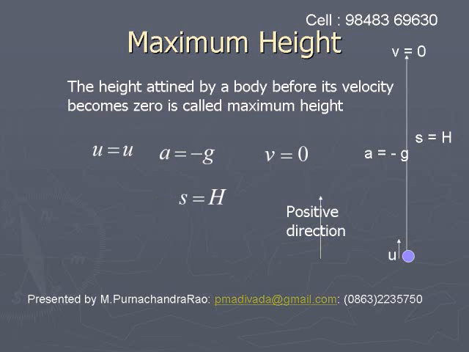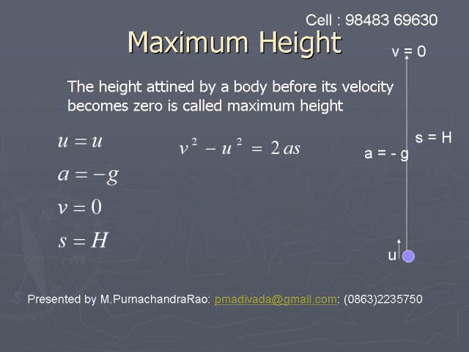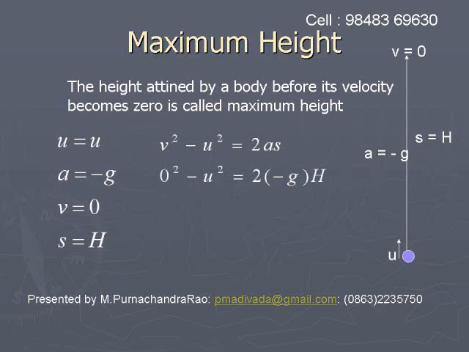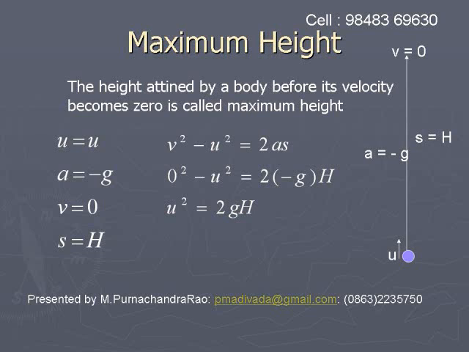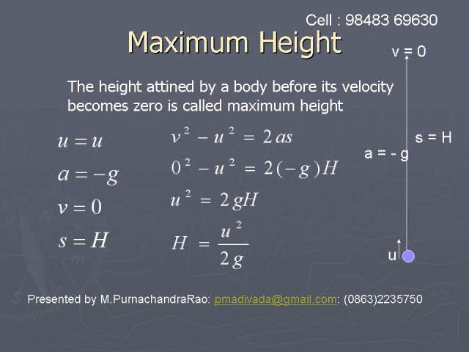Let us substitute these values in the relation v square minus u square is equal to 2as. Then 0 square minus u square is equal to 2 into minus g into H. Minus sign gets cancelled on both sides. So we will get u square is equal to 2gH, from which we get H is equal to u square by 2g. This is the relation for maximum height. H is equal to u square by 2g.